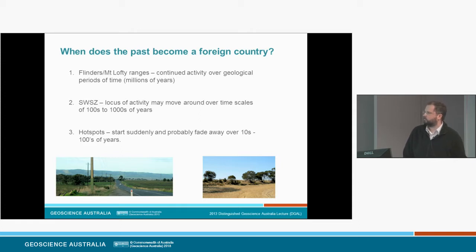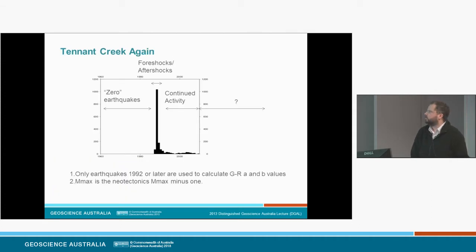In the south seismic zone and other areas of the craton, we expect the locus of activity to actually move around over geological timescales, probably hundreds to thousands of years. That would explain a generalised uplift with no concentration in any particular area. And the third one is hotspots, which seem to start suddenly and we think probably fade over even shorter timescales. However, some of them seem to last quite a long time. Tennant Creek again: zero earthquakes, big foreshocks, but continued activity which lasts for decades.